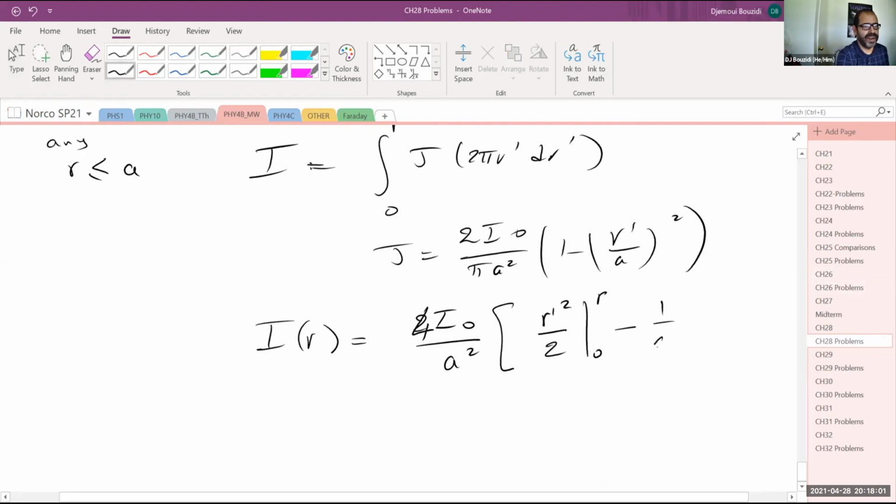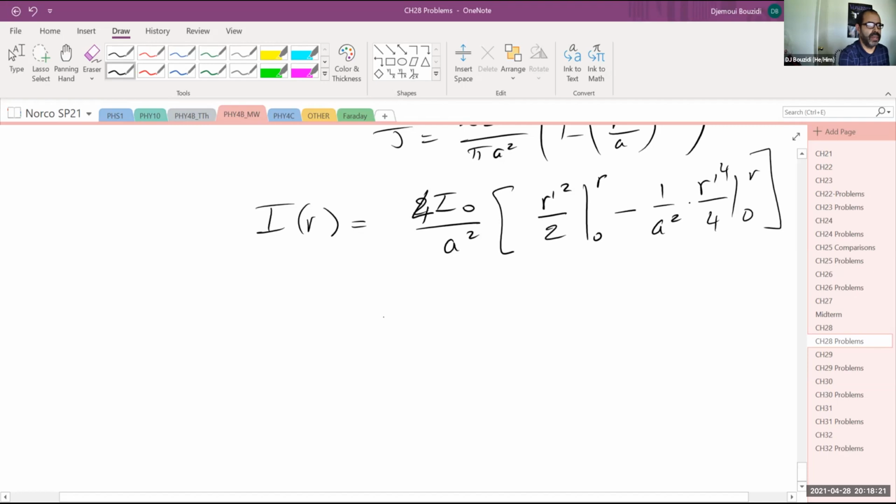So it's minus 1 over A squared times R prime to the power 4 divided by 4, integrated between 0 and R. Again, the lower limit is 0 because when you substitute 0, you get 0. The upper limit is going to be R squared, then it's going to be R to the power 4 in here.